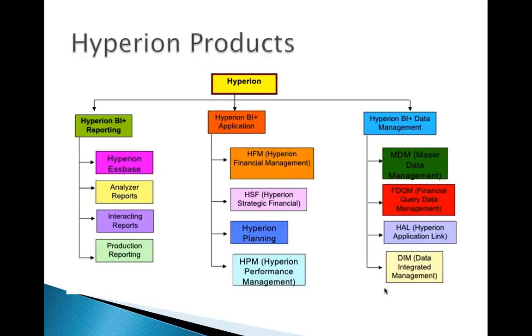Now we are going to start with Hyperion Essbase. You said that there are three classifications for Hyperion products: one is reporting, another is application, and the third is data management. Where exactly does Essbase come into the picture in these three parts?